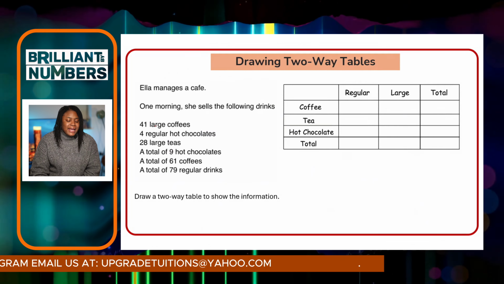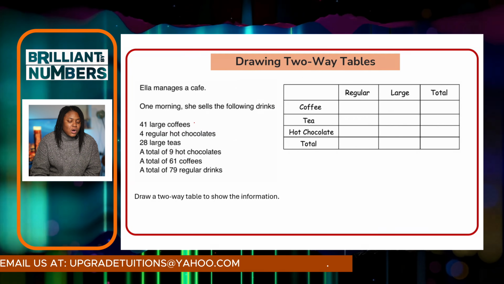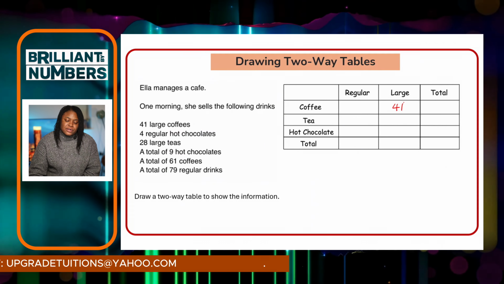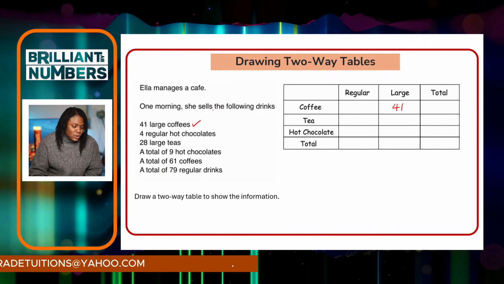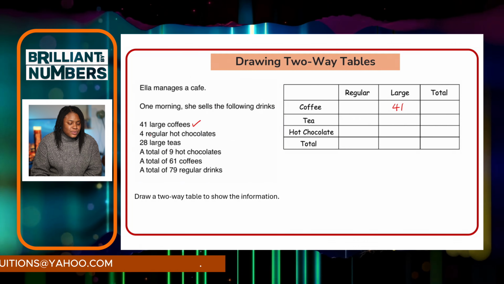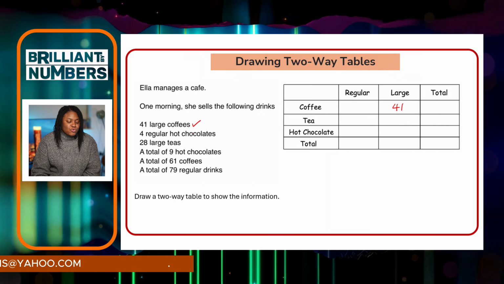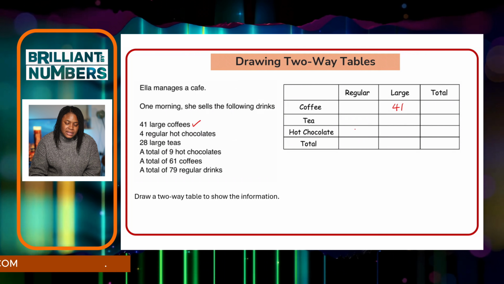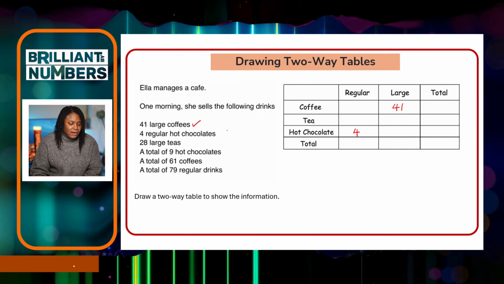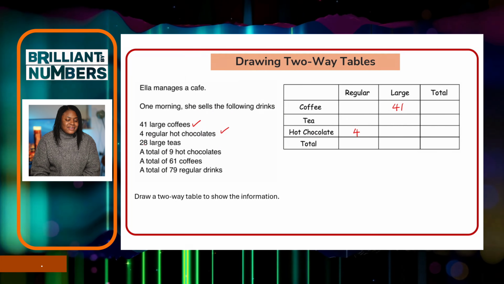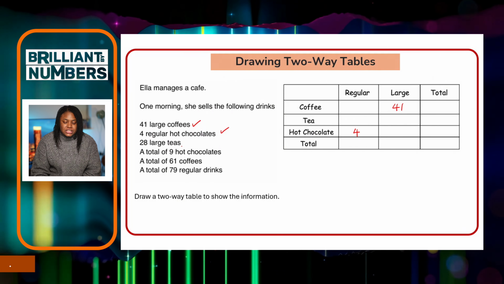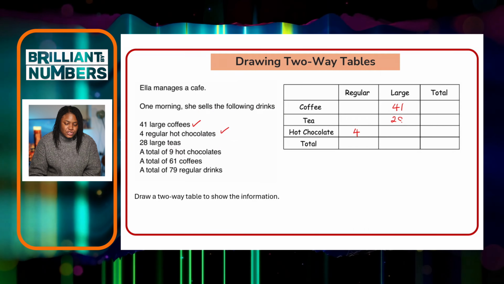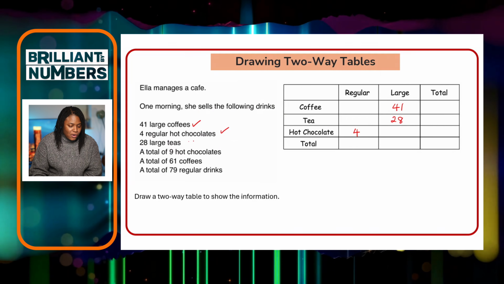So I was told here that we've got 41 large coffee. So coffee, 41 for large. We put that in our table, tick that off, closing our gaps. Next, we're told that we've got 4 regular hot chocolates. So we go to hot chocolate, regular is 4. Tick that off. Now we're told that there's 28 large teas. So we go for tea, 28 is large. So I put that in, tick that off.